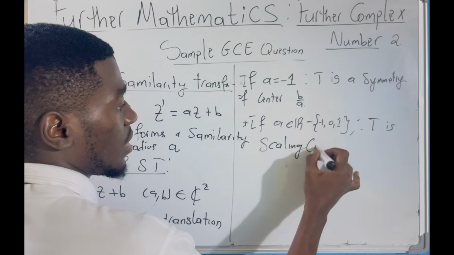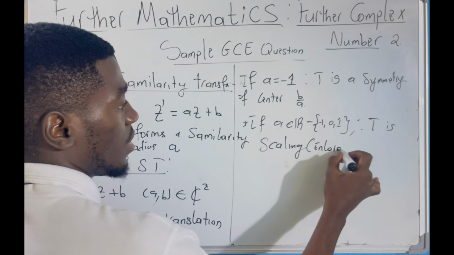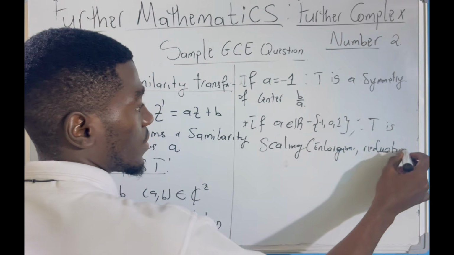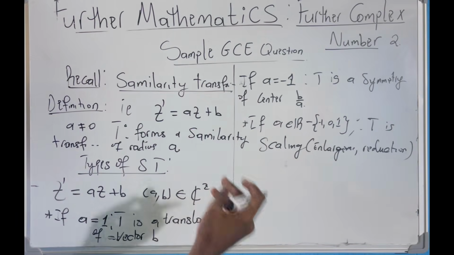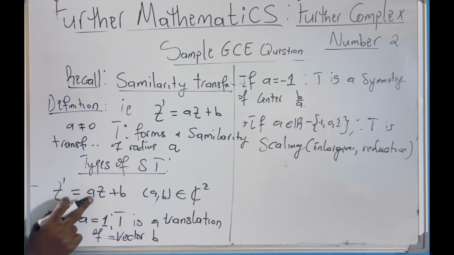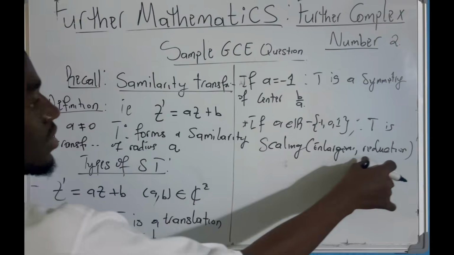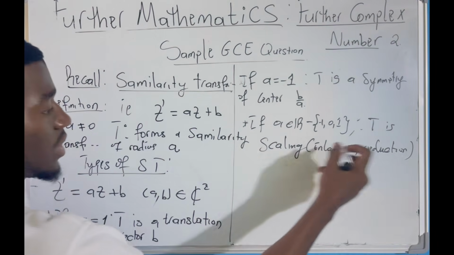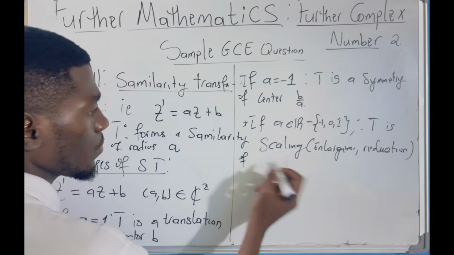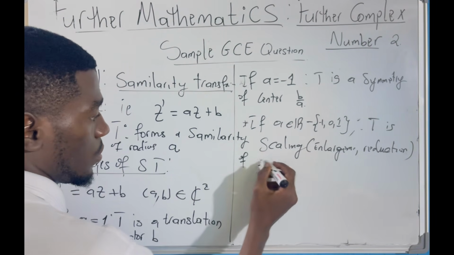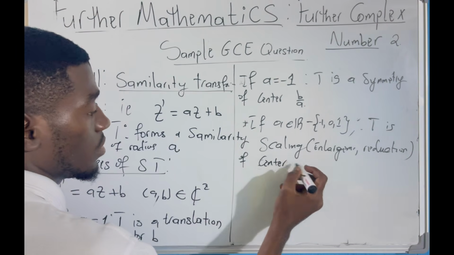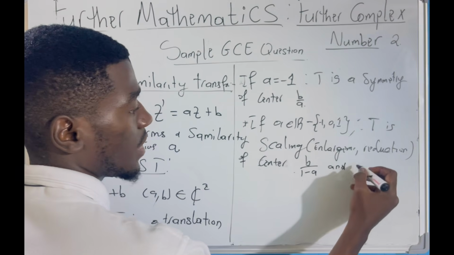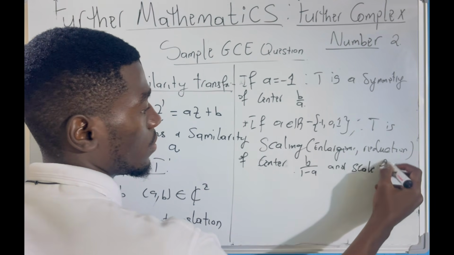In brackets, it means an enlargement or a reduction. It depends. As I was saying, if maybe A is 2, we are enlarging, because if A is 2, we are multiplying by 2 and enlarging. Reduction, maybe if A is half. It is a scaling, enlargement or reduction, of center B over 1 minus A, and scale factor A. Always you should know the center of the transformation.